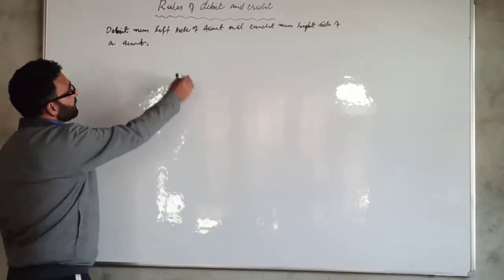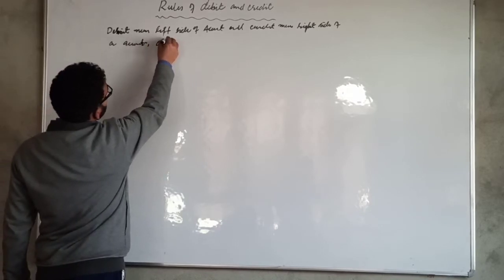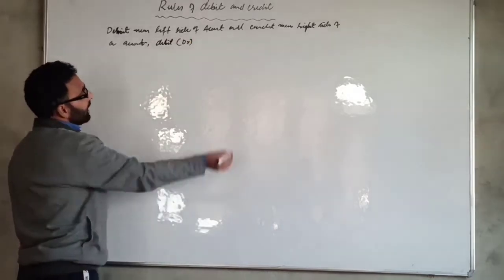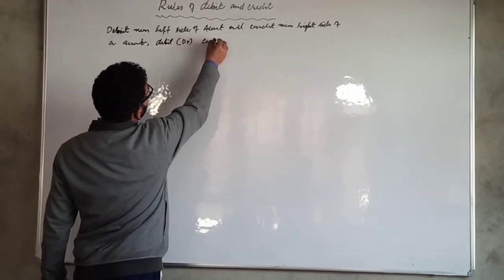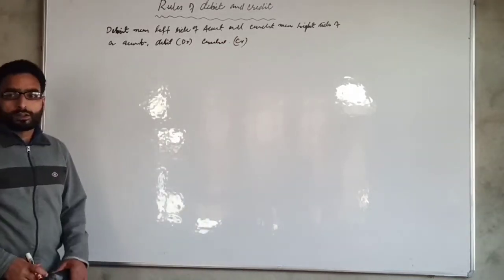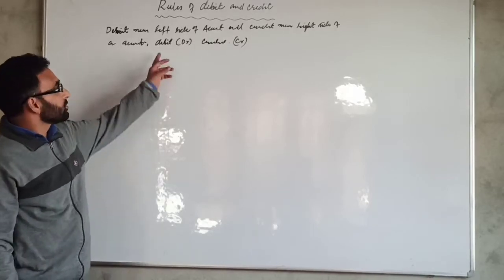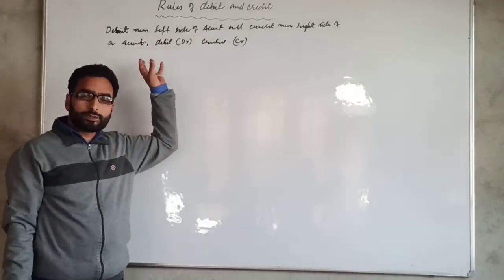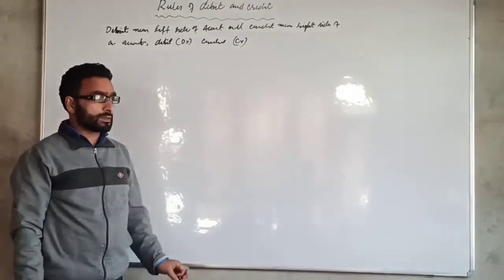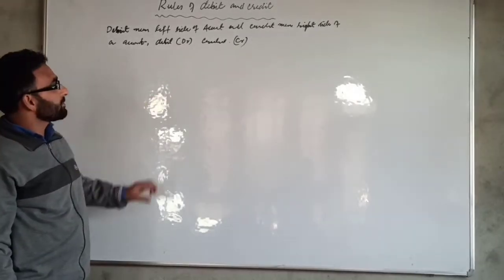Debit is denoted by DR in short, and credit is denoted by CR. The foundation of these terms is from the Italian and Greek languages. Debit comes from debitor and credit from creditor, and the R is used in these terms. These are Italian terms.